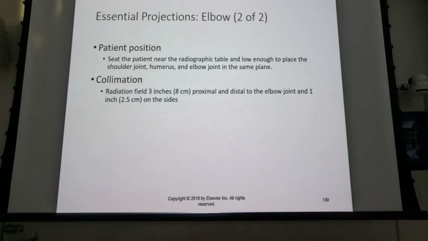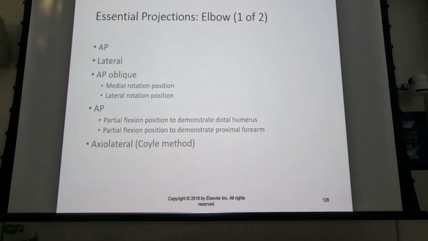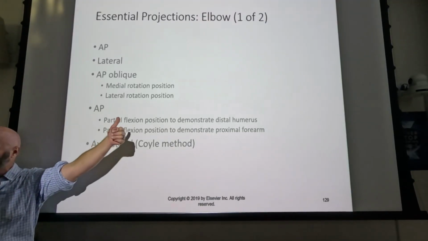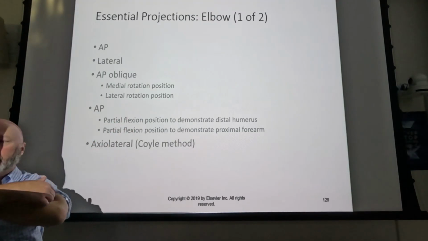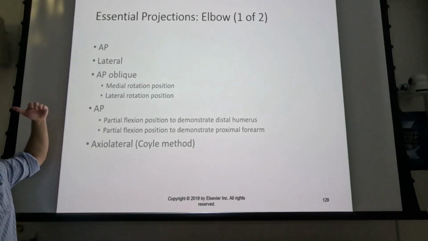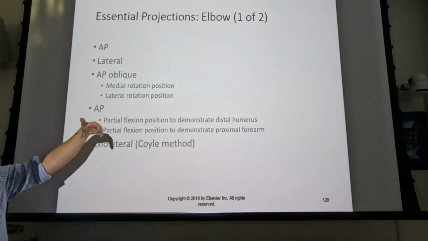All right. So with the elbow, we're going to do a number of different things. AP, lateral. And these are positioned again identically to the AP and the lateral of the forearm. The only difference here is going to be central ray location and collimation. So central ray location for the elbow is going to be at the elbow, right? So in this case, it would be a lateral condyle or epicondyle. So central ray location and collimation is the only difference between them.